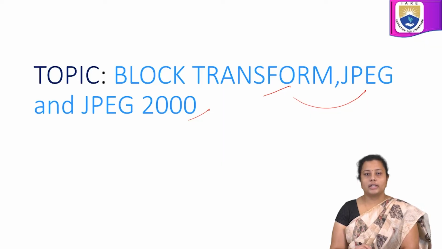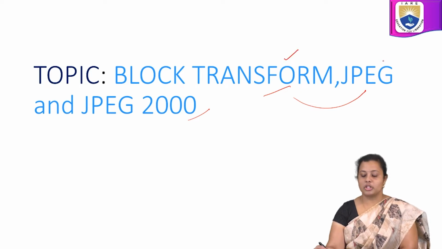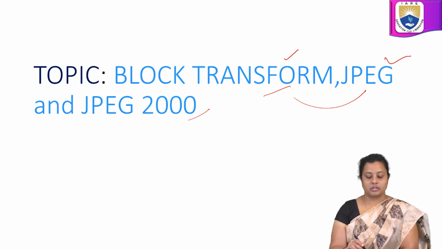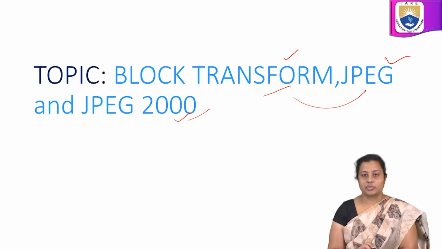We all know that JPEG and JPEG 2000 are the file extensions of our images. So when you save an image, JPEG, PNG, BMP, all these are basically the compression models or the compression techniques that we are using for image compression. Those extensions are obtained from the compression models. So we'll be talking about the block transform and JPEG, then a slight discussion on JPEG 2000. So let's go into it.